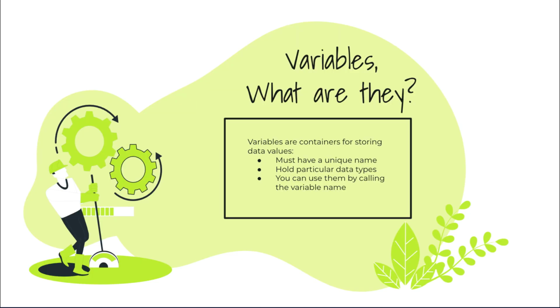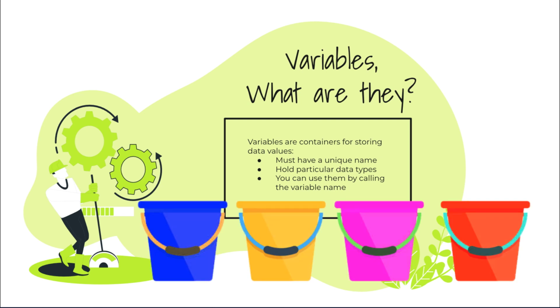So one of the key questions we'll be looking at is variables and what are they? Variables are containers for storing data values. There's some rules around variables that we need to be aware of. They must be unique when we name them. They hold a particular data type and you use them by calling the variable name. So let's have a look at how this works.